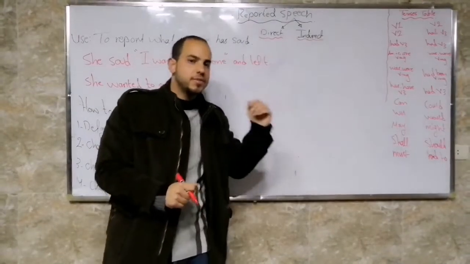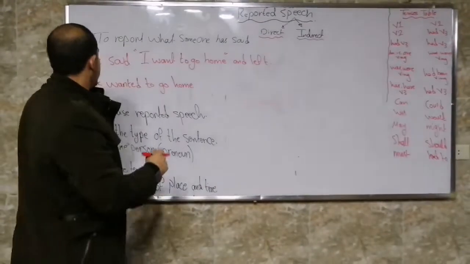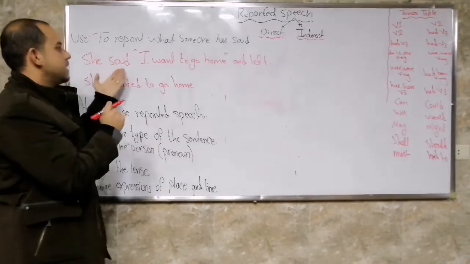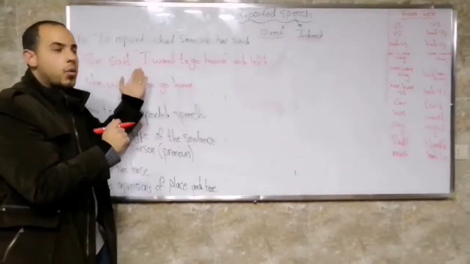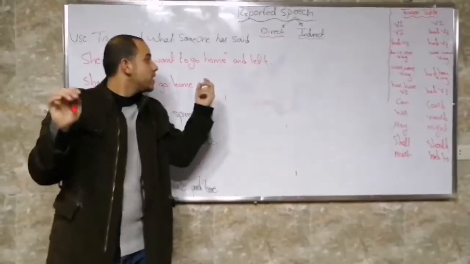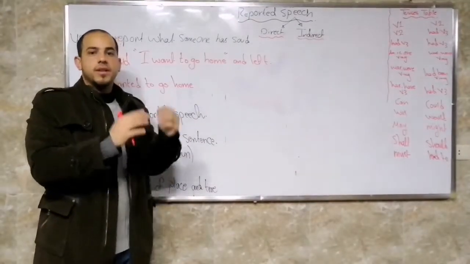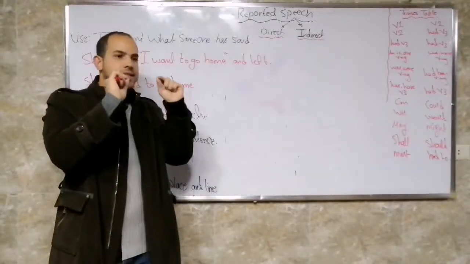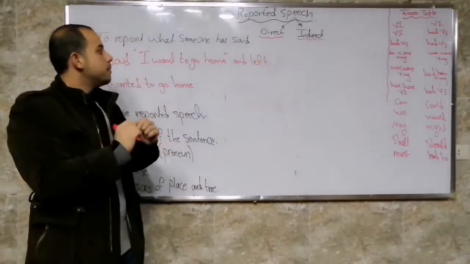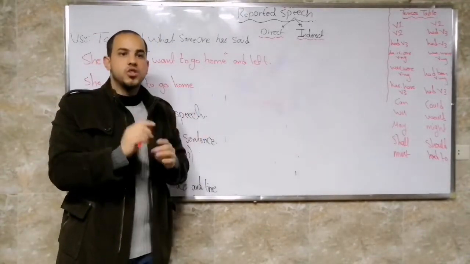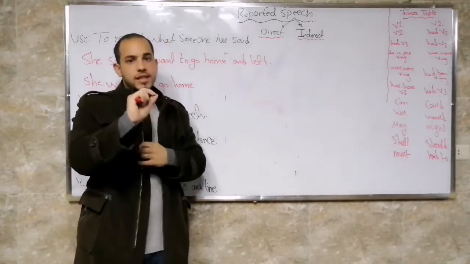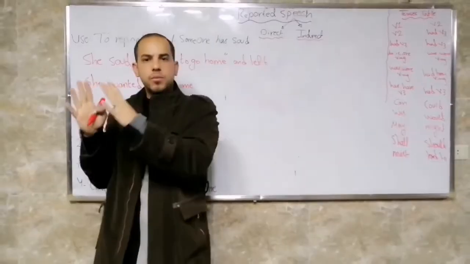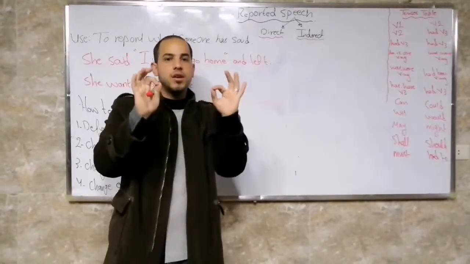The direct speech looks like when someone says that Sarah said, or she said, "I want to go home." Now in this case, we are telling the same exact words that were said by someone. So we are telling the exact words. In this way, this is the direct speech. We are telling something said by someone, but we are using the exact words.